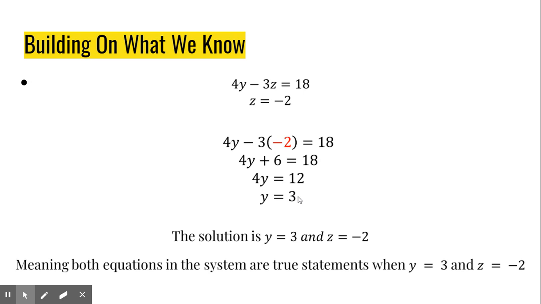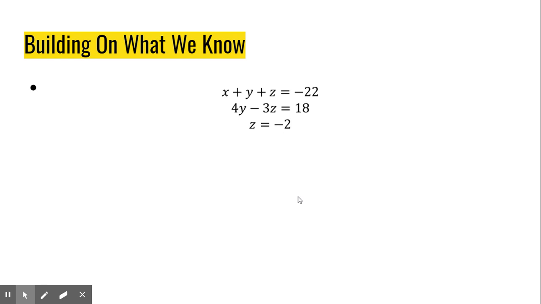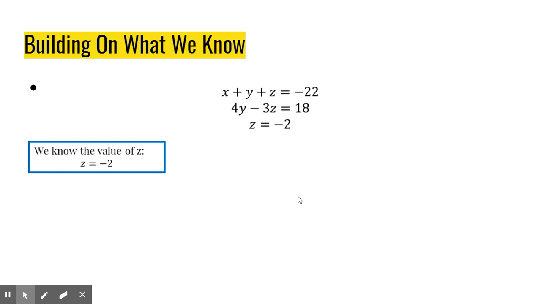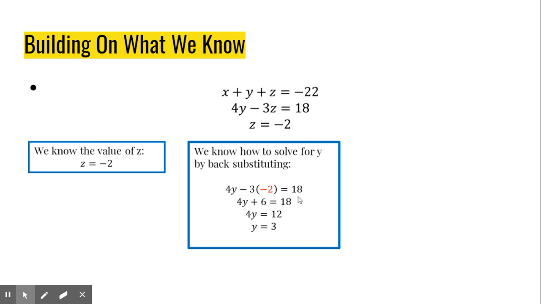But let's go a little further with this. What if we add x into the mix? And now we have 3 variables in our first equation. How do you do that? Again, we're going to build on what we know. We know that the value for z is -2. We are going to use that to solve for the value of y, just like we did. And we're going to end up with y equal 3.